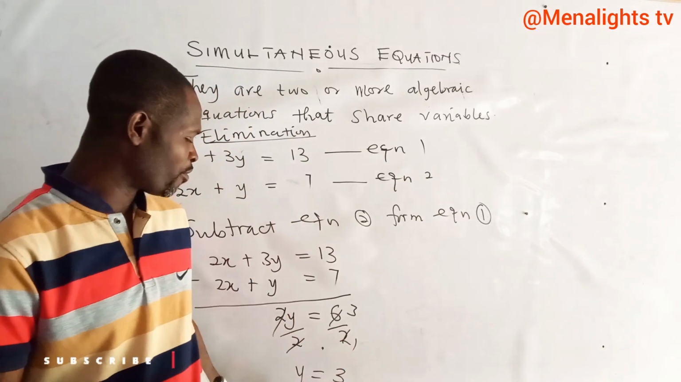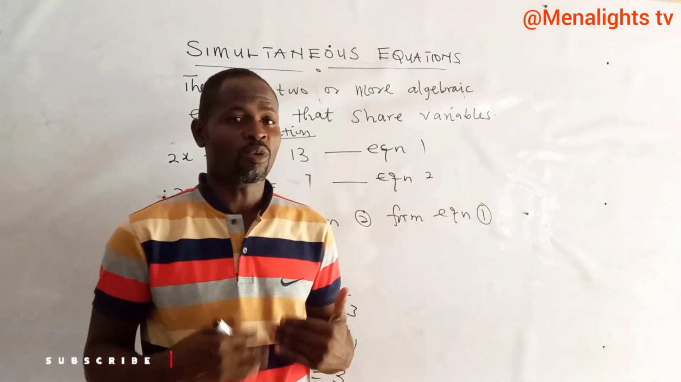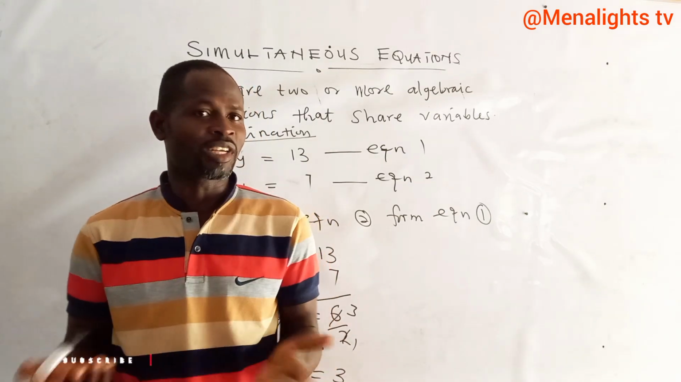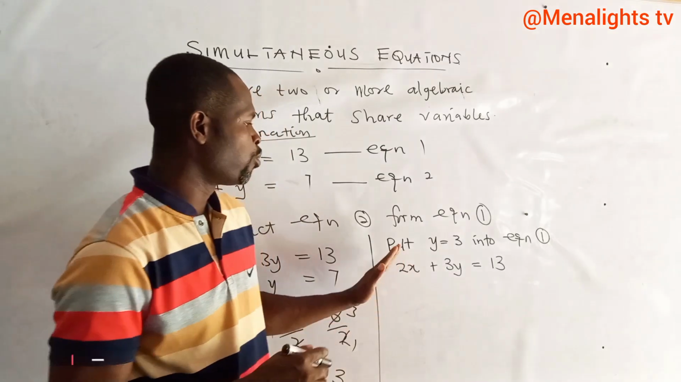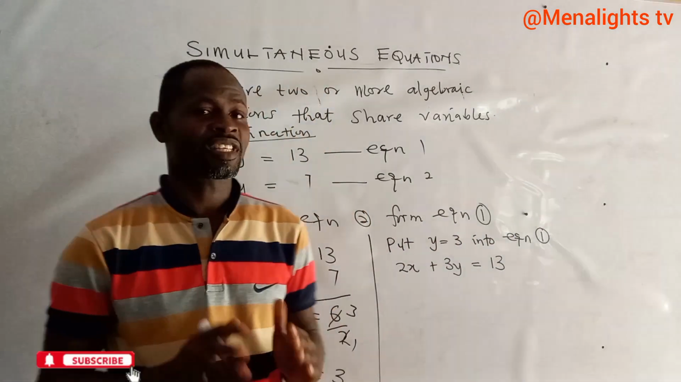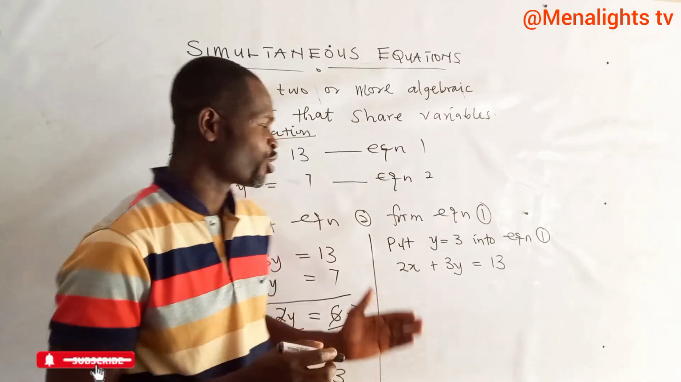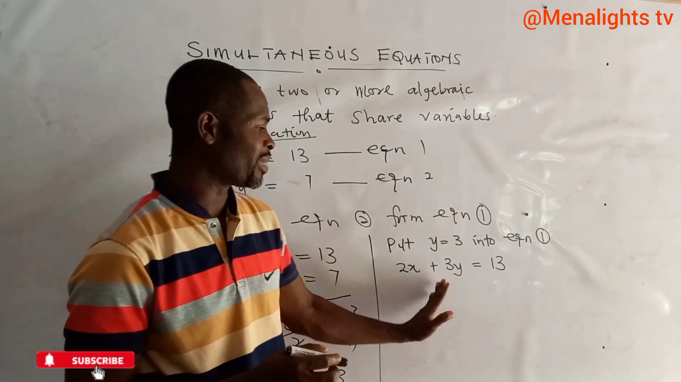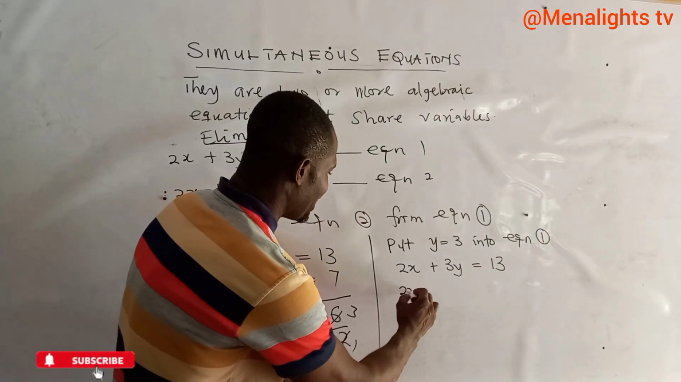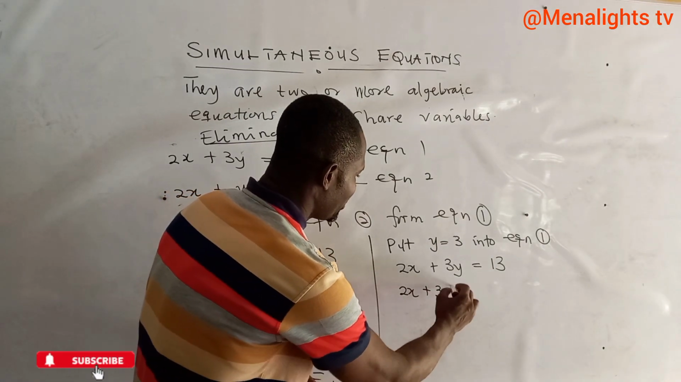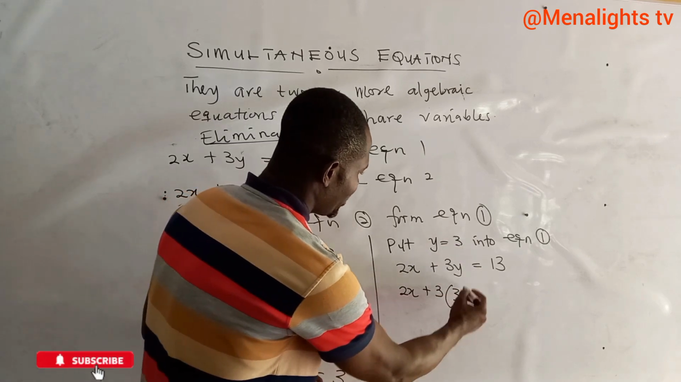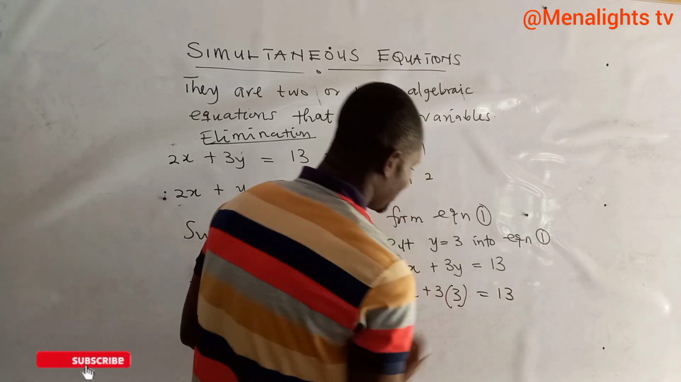So now that we have y is equal to 3, we have to put y is equal to 3 into any of the equations. It can be equation 1 or equation 2. So put y is equal to 3 into equation 1. Wherever you see y, we are going to put 3 there. So the equation that we have is 2x plus 3y is equal to 13. The value of the y here is what? It is 3. So you put the 3 there, which is equal to 13.